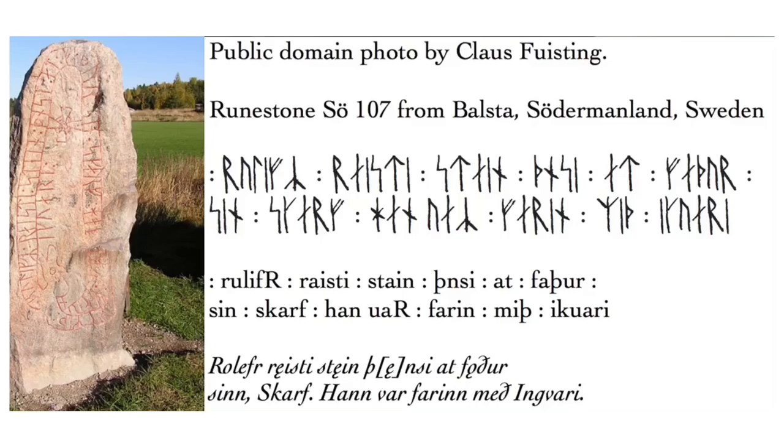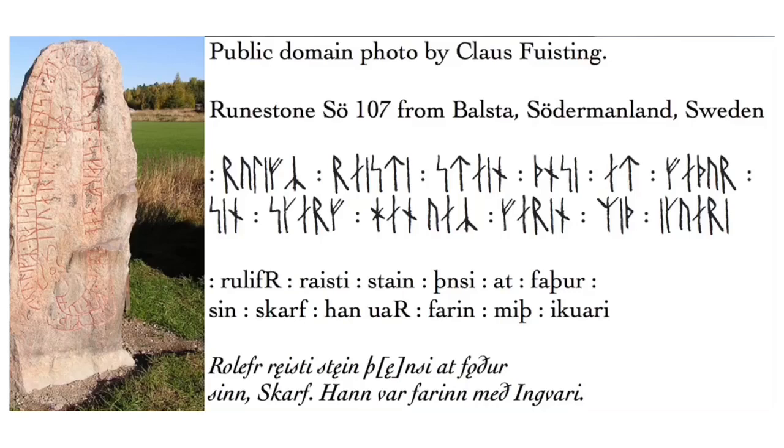In með, with, you can see that E is written with the rune is. And then in the name Ingvar, in the dative Ingvari, at the very end of this inscription, notice that N is almost never written before a G or K, which of course are both written with the same rune, kaun.